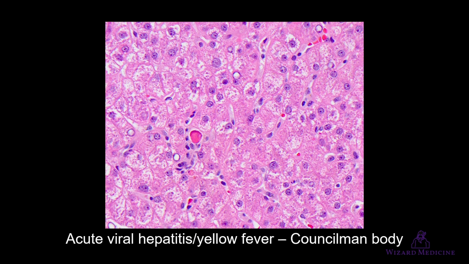Here you can see the Councilman body, which is an apoptotic body in the hepatocyte in the context of an acute viral hepatitis and for the step 1 exam, especially in yellow fever.